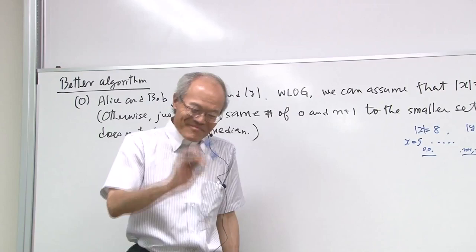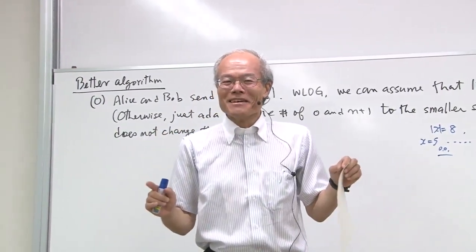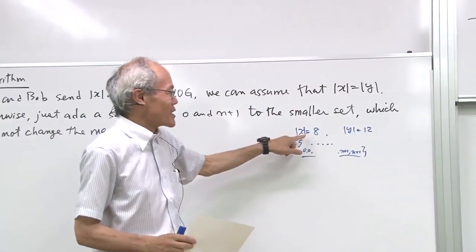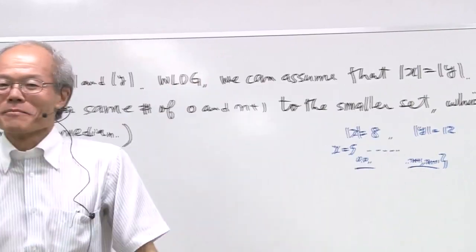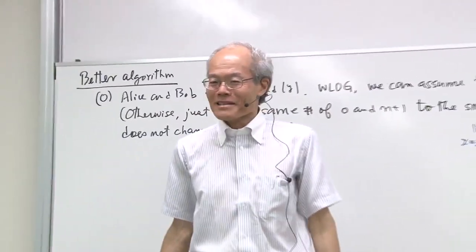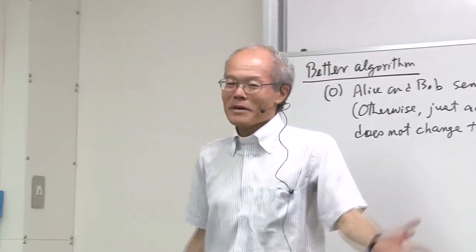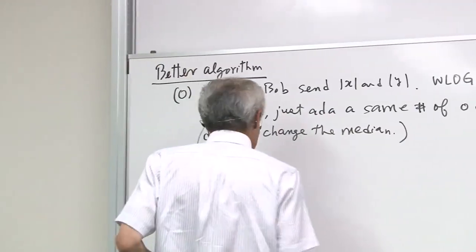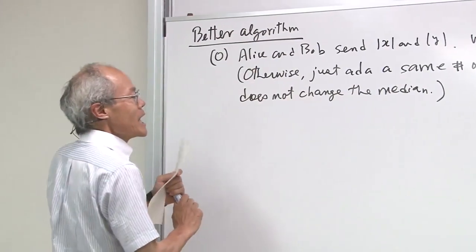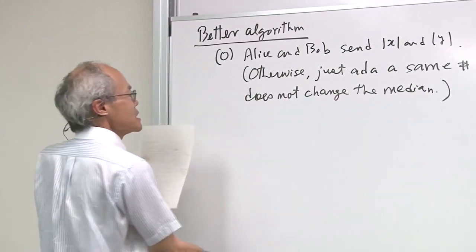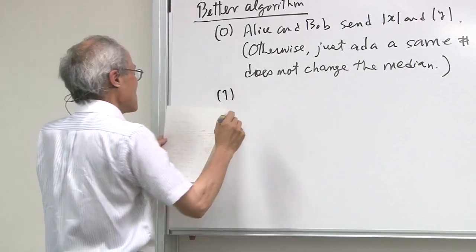Okay. Well, there are a couple of small details. For example, what about if the size of x is an odd number? That's a small thing. You can consider what should be done by yourself. It's not a big problem. So now we can assume that the size of x is equal to the size of y. Now we are going to the main step.